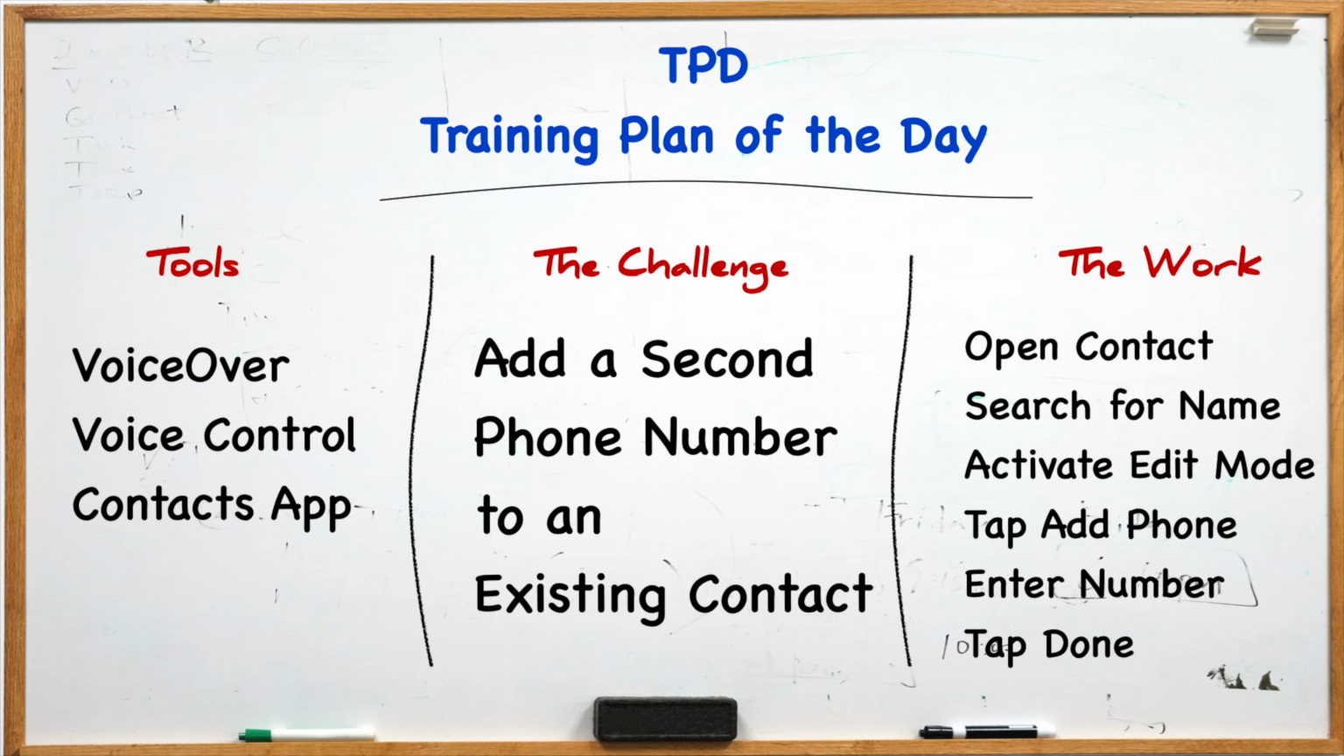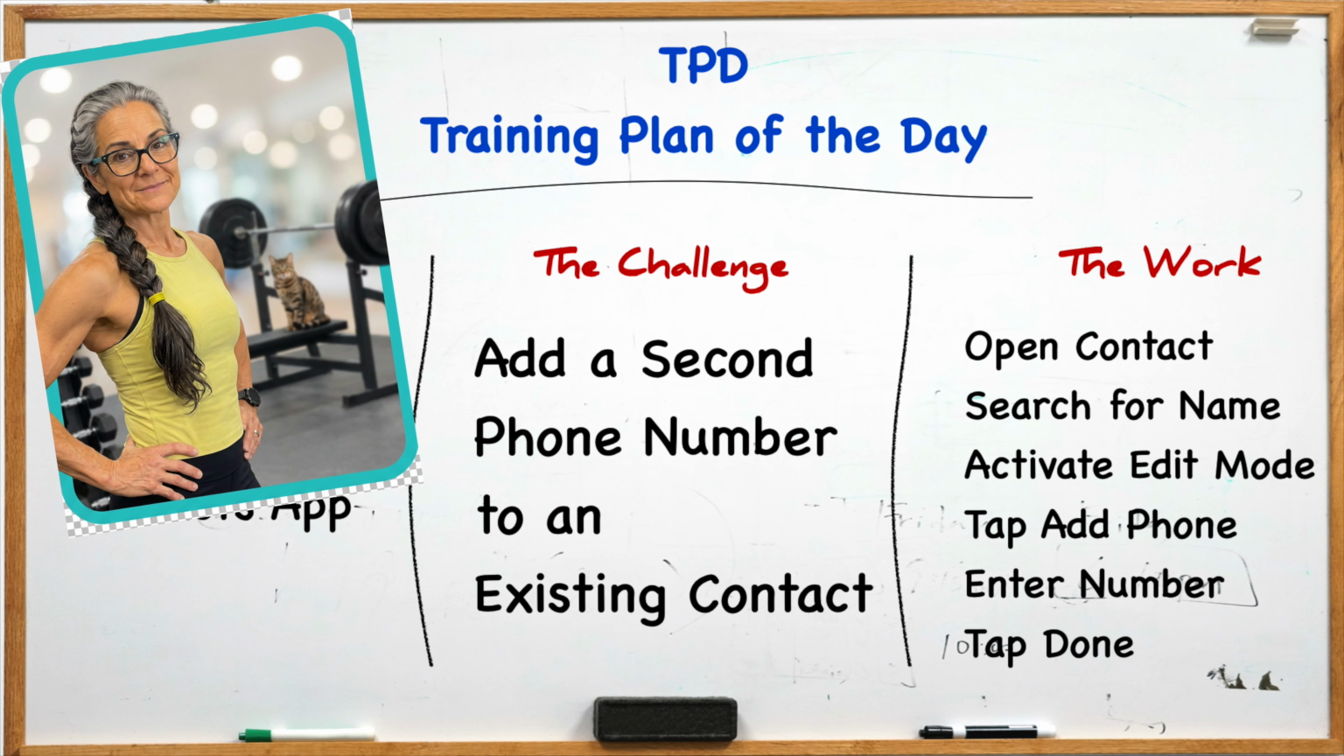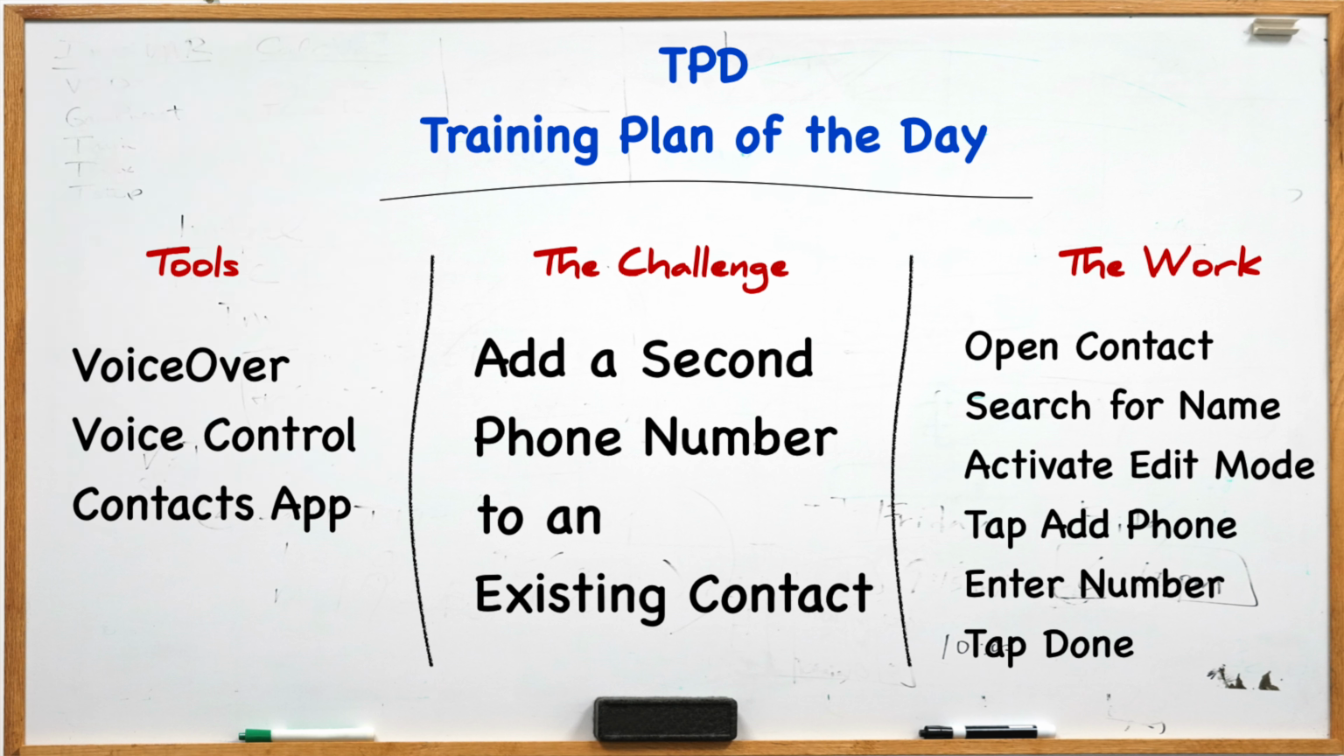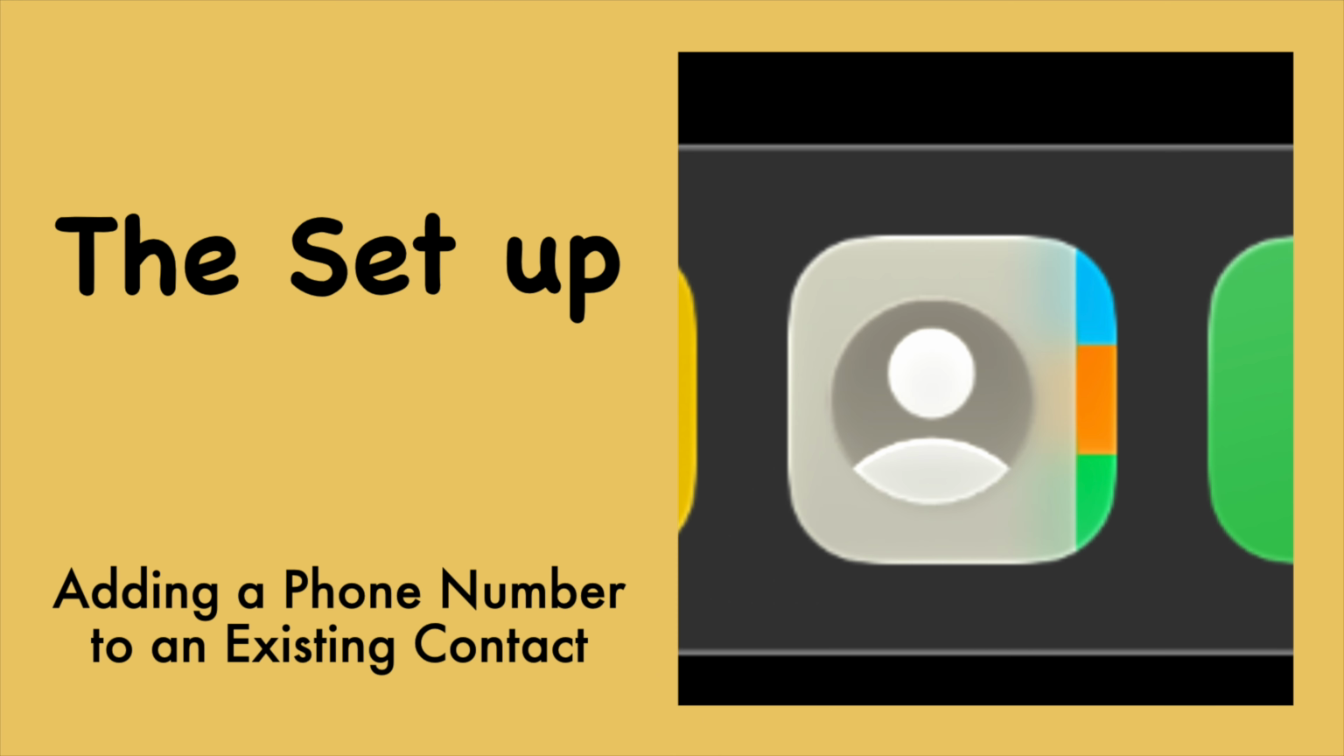Everybody has one of those people in their contact list who keeps changing their phone number or getting a second number. You get a call from them, but you don't know who it is because that number isn't connected to anyone in your phone list. We're going to fix that, and we're going to do it without lifting anything heavier than your voice. Let's get started.